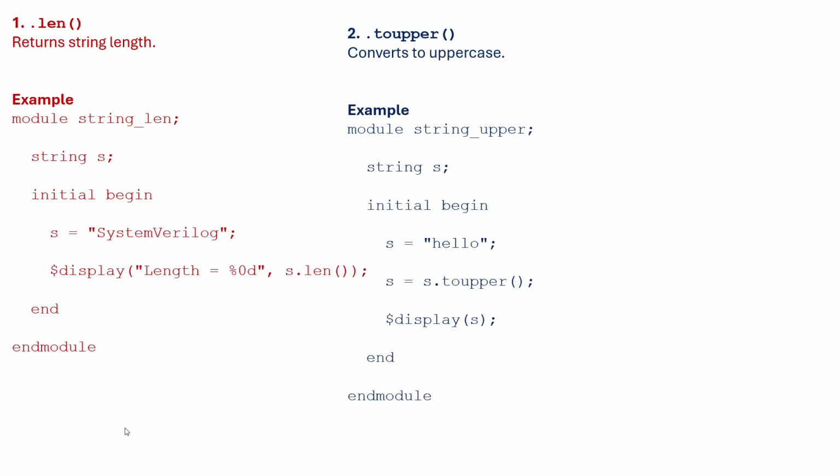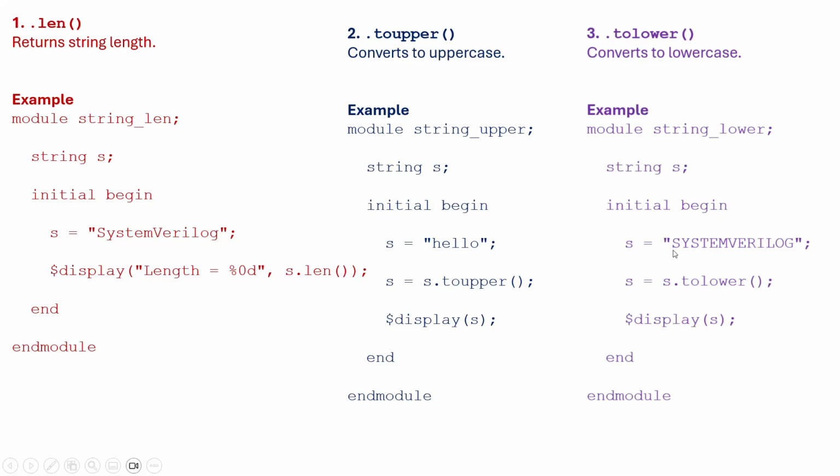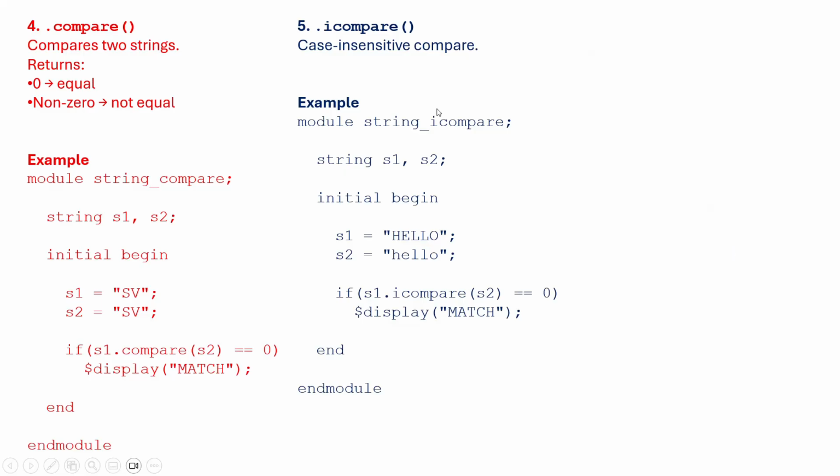Okay, string length is also completed. To upper converts to uppercase. All the strings we are having should be converted into uppercase only. And then two lower. Here in SystemVerilog I have written all these things in capital letters. I want to get two lower, so then lower values will be obtained. It is printing small letters only. And comparison of two strings.